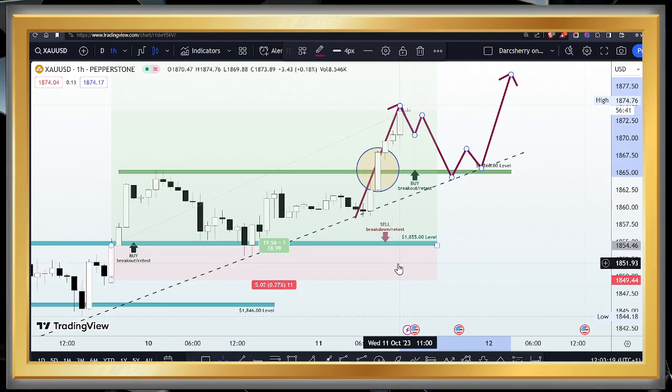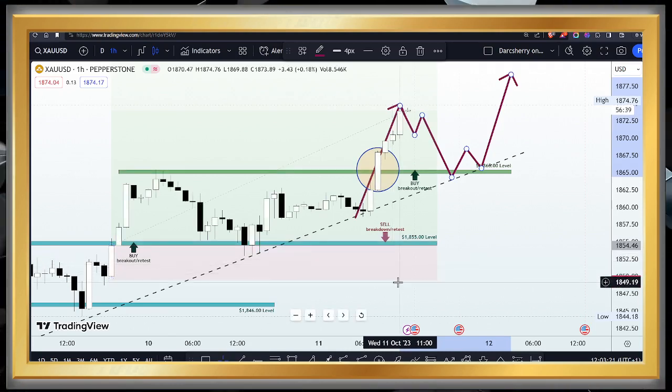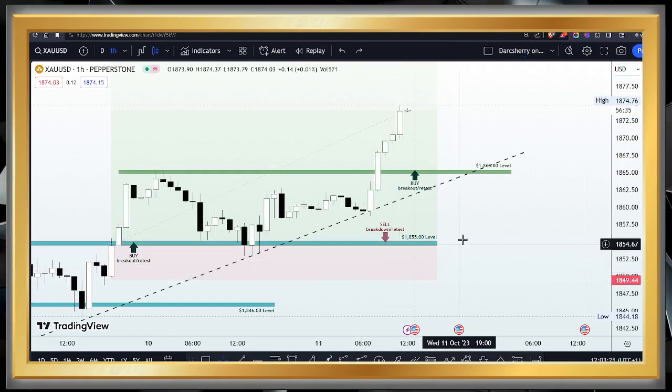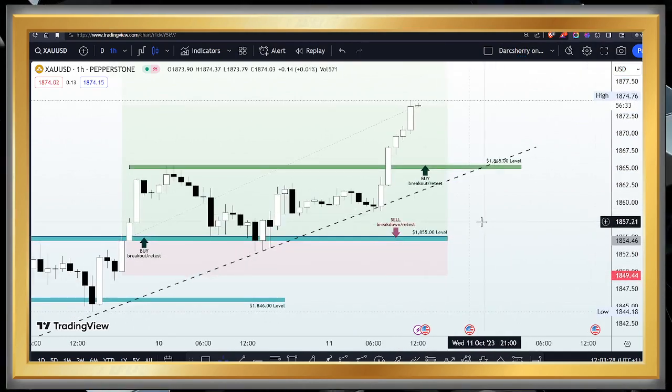So let's keep this in mind. Let's mark these levels out and look out for more opportunities to maximize this move. Now, in as much as we're looking out for buying opportunities, let's note that sellers could still come in too.